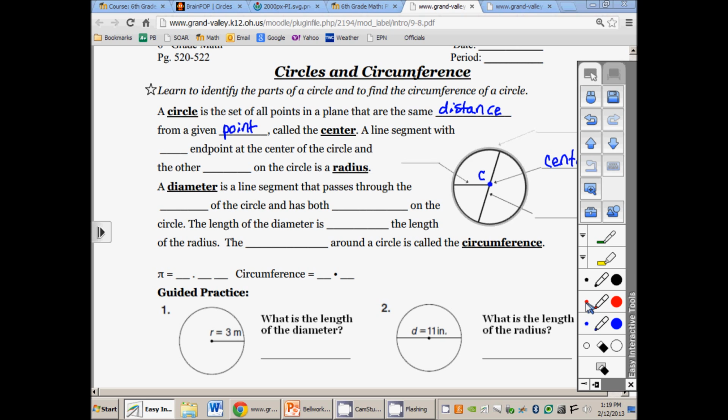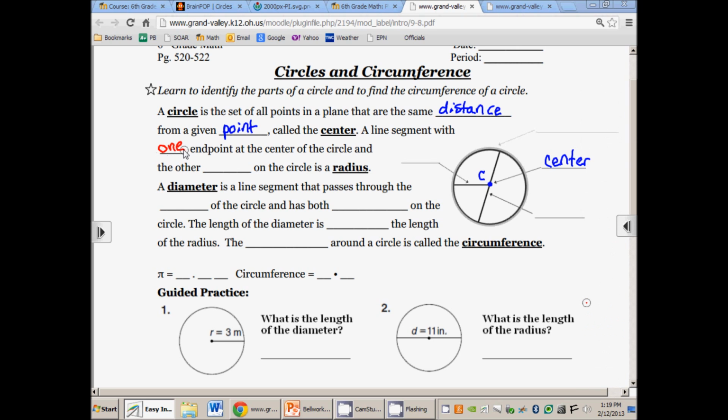Yep. So the other one, a line segment with one endpoint at the center of the circle and the other endpoint on the circle is called your radius. Now this would be your radius, I'm guessing by the image. Think about standing at the edge of a pond and throwing a rock right in the center. The distance from the outer edge to the exact middle, that's your radius.